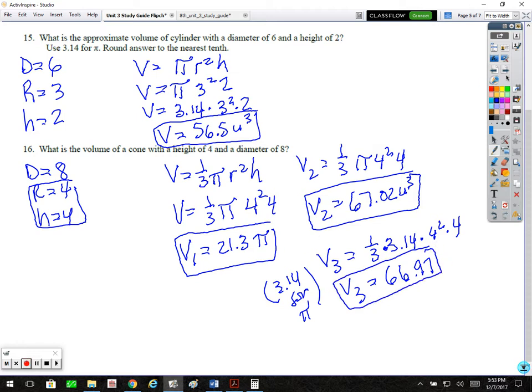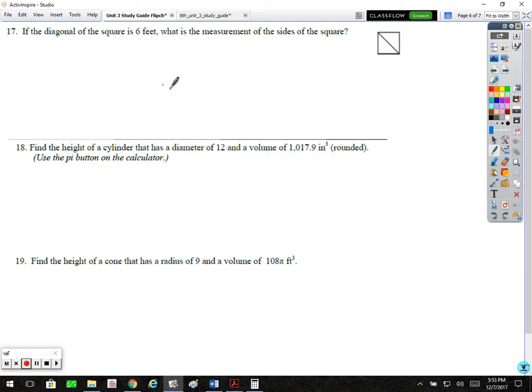Okay. All right. Number 17. If the diagonal of this square is 6 feet, what's the measurement of the sides? Well, this one is one we worked on. Remember the two-dimensional Pythagorean theorem, 2D. So this is two-dimensional. All right. So remember, this is still the Pythagorean theorem, because you're given one measurement and we can find the other one.